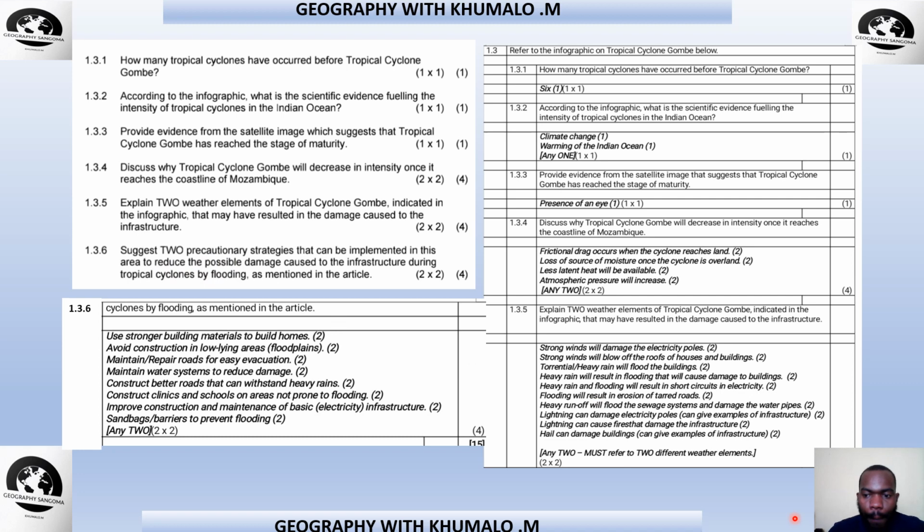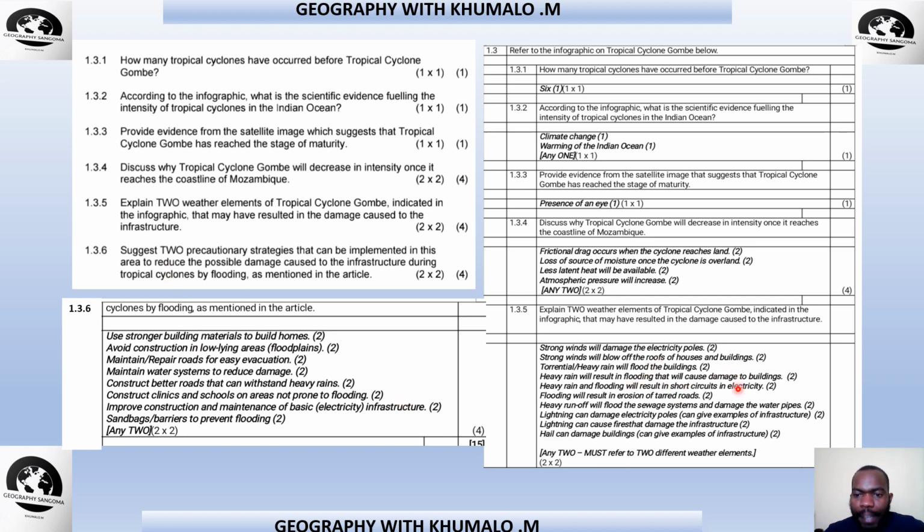Then we've got 1.3.5. Now 1.3.5, grade 12, it says explain two weather elements of tropical cyclone Gombe indicated in the infographic that may have resulted in the damage caused to the infrastructure. So two weather elements. Now, which are those elements? You're looking at precipitation, you're looking at winds, any element that is associated with weather. Let's see what you're supposed to write.